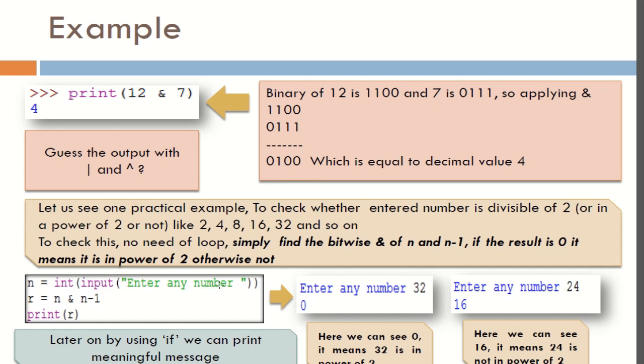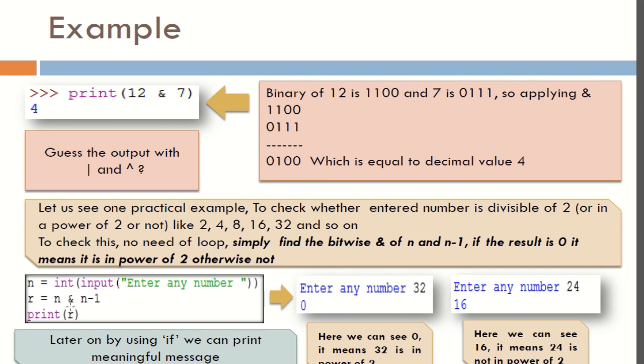So here I am entering the number, like in int input, enter any number. You know how to input the value by using this order. You will be able to input your value. So r is equal to n and n minus 1. So print r. Here I am printing what? r. So I am entering the value 32.